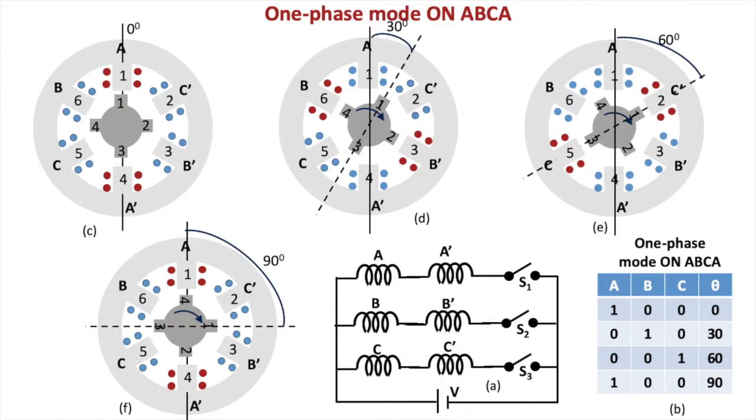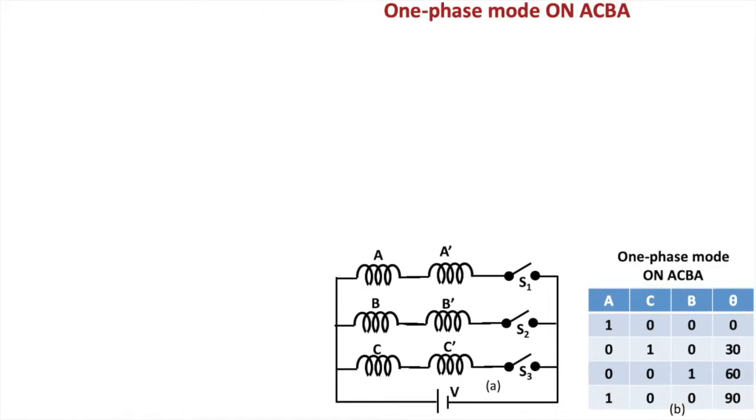So this is how we continue, and we can get the step rotation of 30 degrees each. Now suppose I want to reverse the rotation. When we want to reverse the rotation, I'll change the connections of the stator coils. In the sequence, instead of giving A, B, C, A, now we'll make the sequence as A, C, B, A. The step rotation will be the same, but the direction of rotation will change.